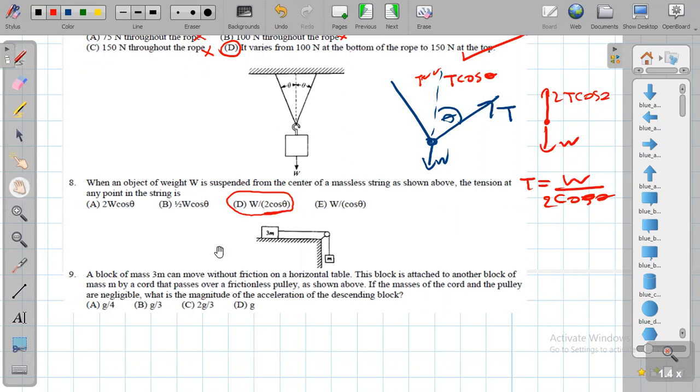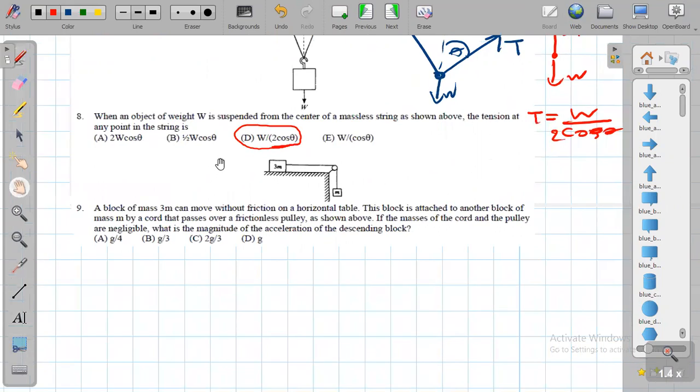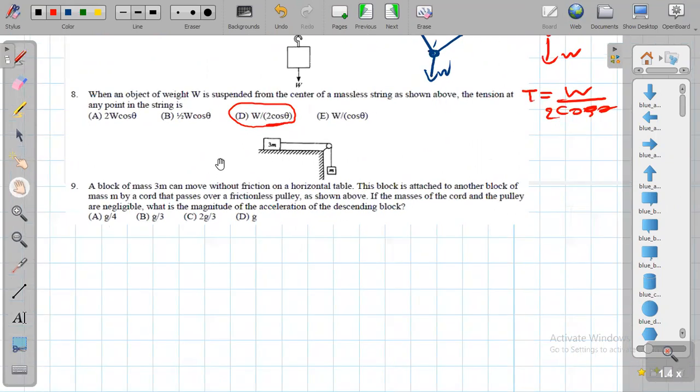Now the ninth one. A block of mass 3M can move without friction on a horizontal table. Okay, 3M without friction. This block is attached to another block of mass M by a cord passing over a frictionless pulley as shown. If the masses of the cord and pulley are negligible, what is the magnitude of acceleration of the descending block? That is the same acceleration in this one too. Why? It's connected by the string.